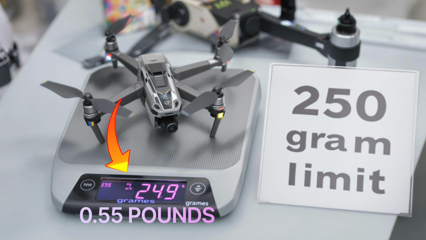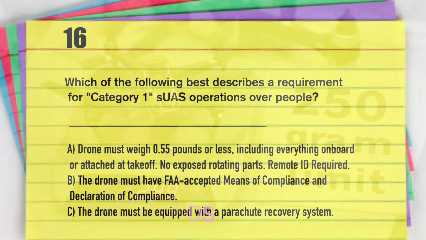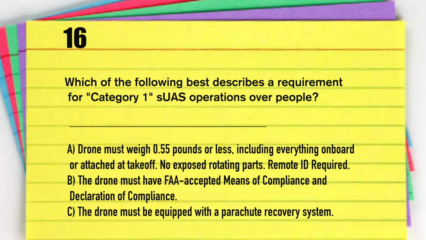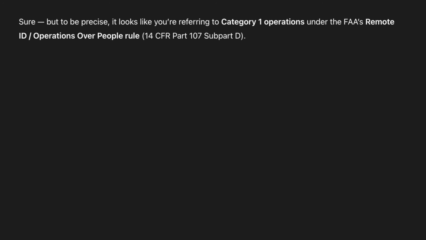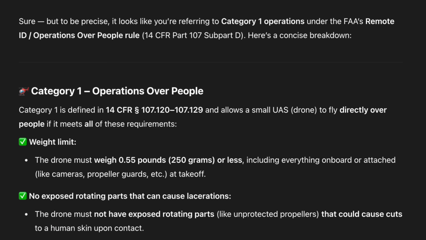Get that in your head right now. 0.55 pounds does not equal 250 grams. And there's so many people who are confused about that, including ChatGPT. Look, I just put in a request to ask ChatGPT to tell me about Category 1 FAA rules and regulations, and guess what? It says that 250 grams equals 0.55 pounds.